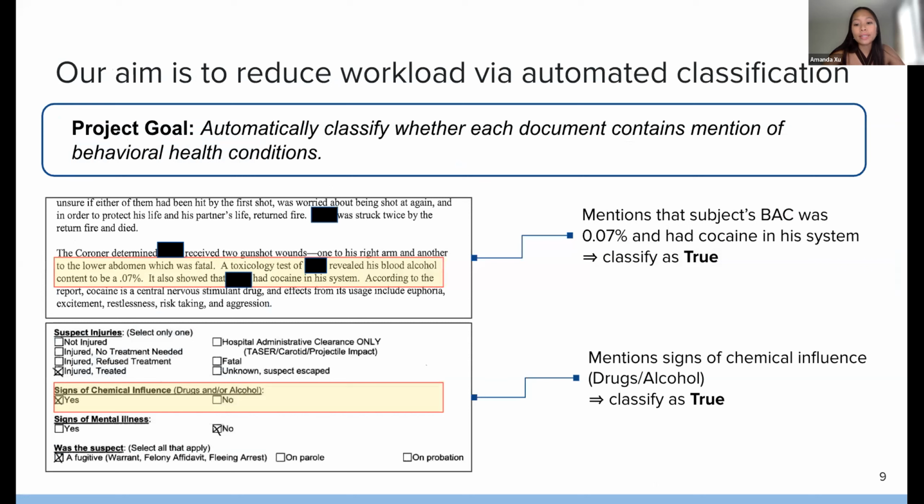That's why our goal is to build an automated classification pipeline that can detect whether each document contains mention of behavioral health conditions. So here are just 2 examples. The top is a narrative and the bottom is a form that we would want to classify as true. The top contains mention of cocaine and BAC levels of 0.07%. And then the bottom also references that the subject was under the influence of drugs and/or alcohol. So that's why we want to classify each of these as true.